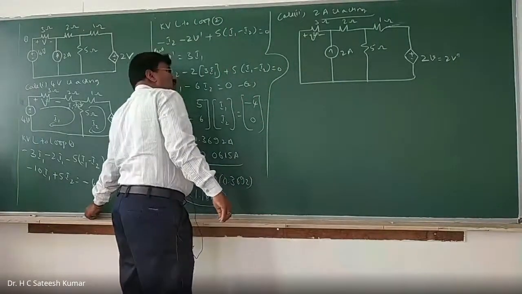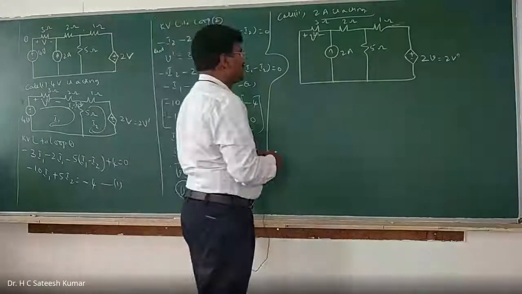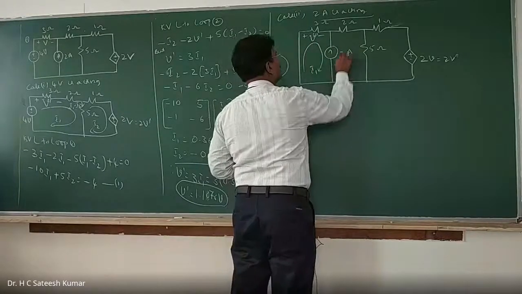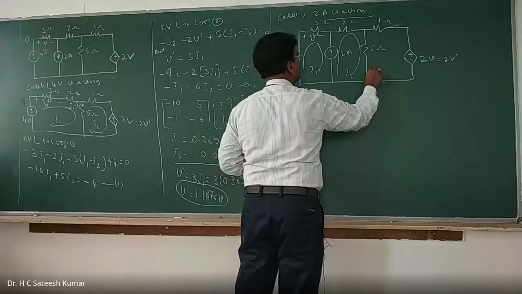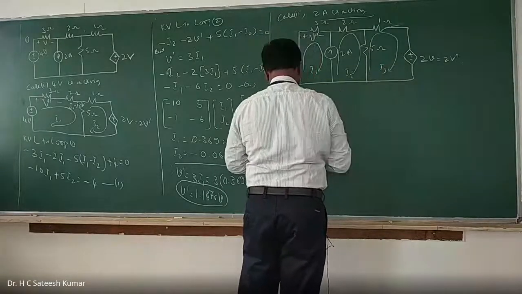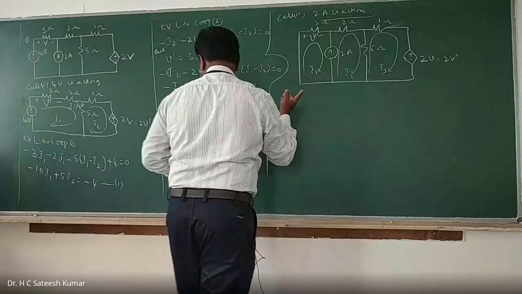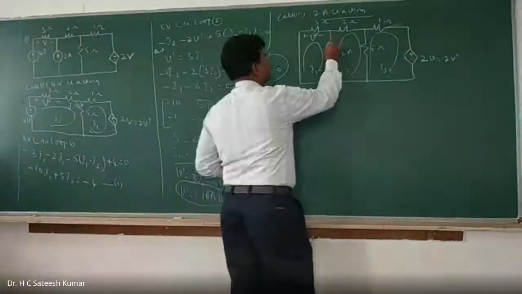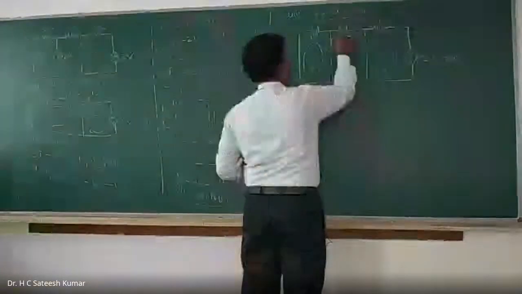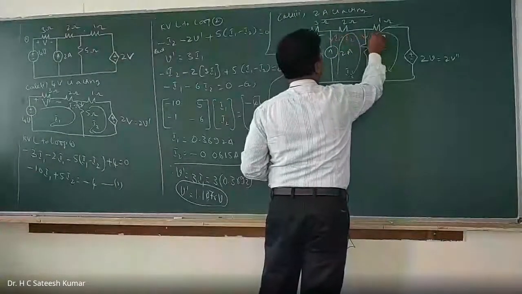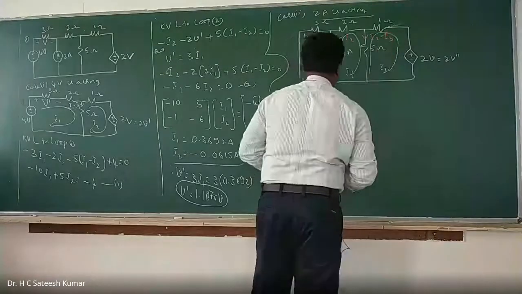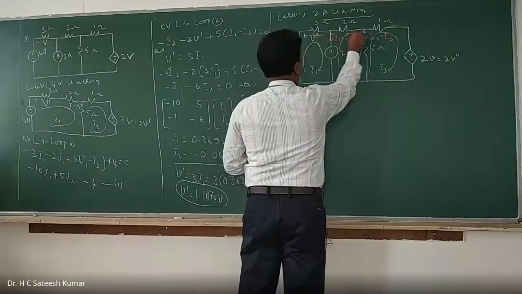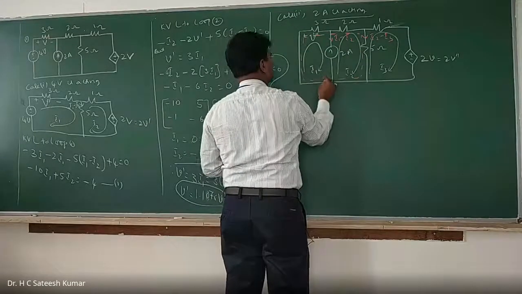Now we go for finding the V double dash using mesh analysis. Loop 1 we call I1, loop 2 I2, loop 3 I3. Now there is a super mesh because the current source is common between 2 loops. Therefore we get the super mesh concept. First, write the currents: I1 minus I2, and this one is I2 minus I3. This we call a super mesh.